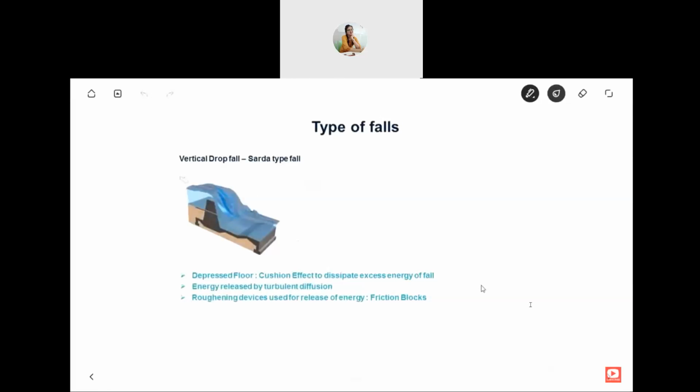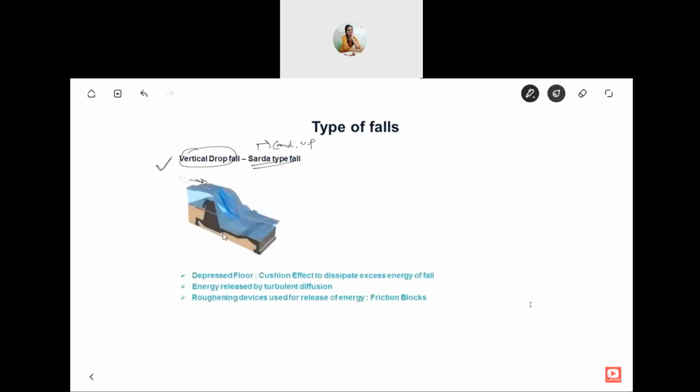This is a very modern type of fall. It's known as the vertical drop fall, and it is also known as Sardar type fall. It is a canal in UP, Uttar Pradesh. This kind of fall is a modern fall which is mostly used nowadays. What happens here is you provide a crest. So there will be some drawdown, the water level will rise, and the approach velocity is a little minimum because you provide a crest.